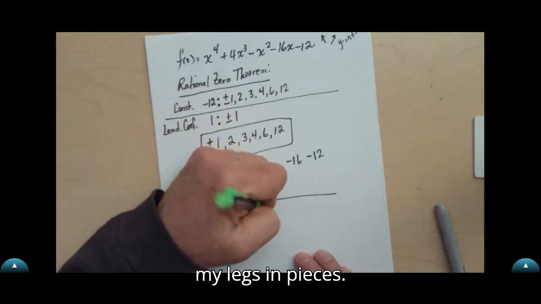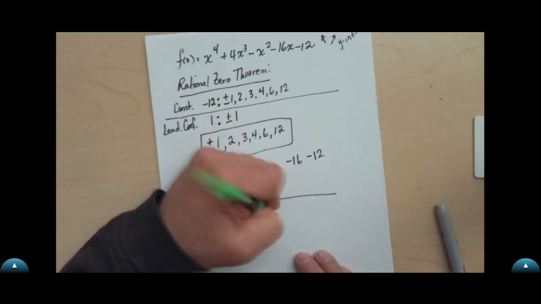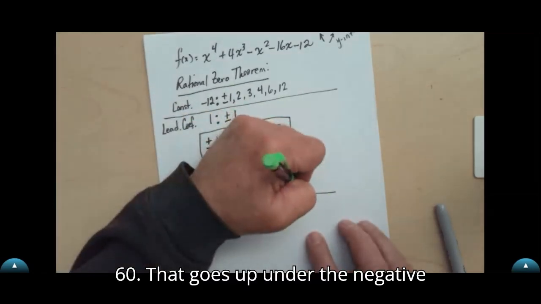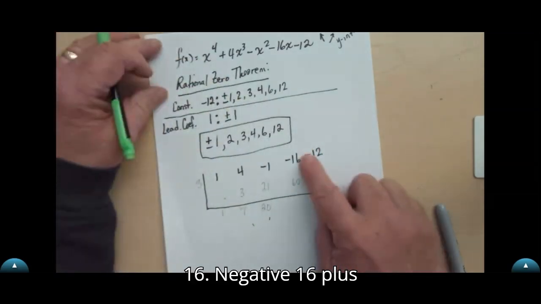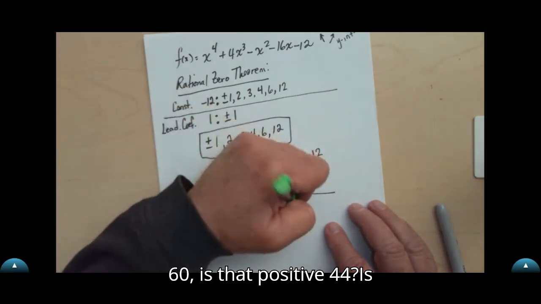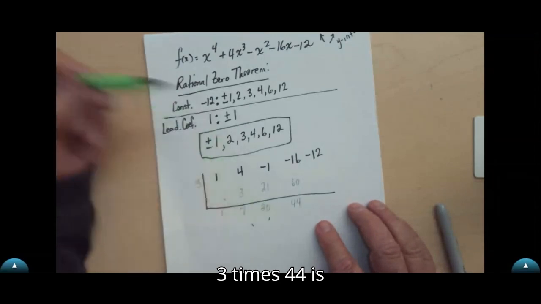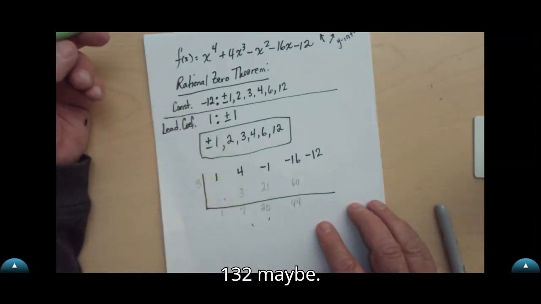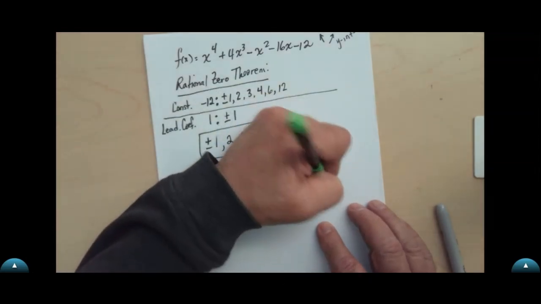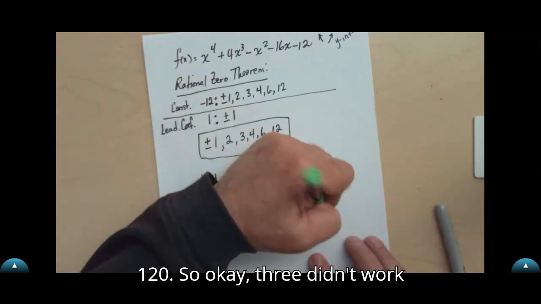My lead's in pieces. 20. 3 times 20 is 60. That goes up under the negative 16. Negative 16 plus 60, is that positive 44? Is that right? I believe that's right. 3 times 44 is 132, maybe? Sure, we'll go with that. And negative 12 plus 132 is 120.